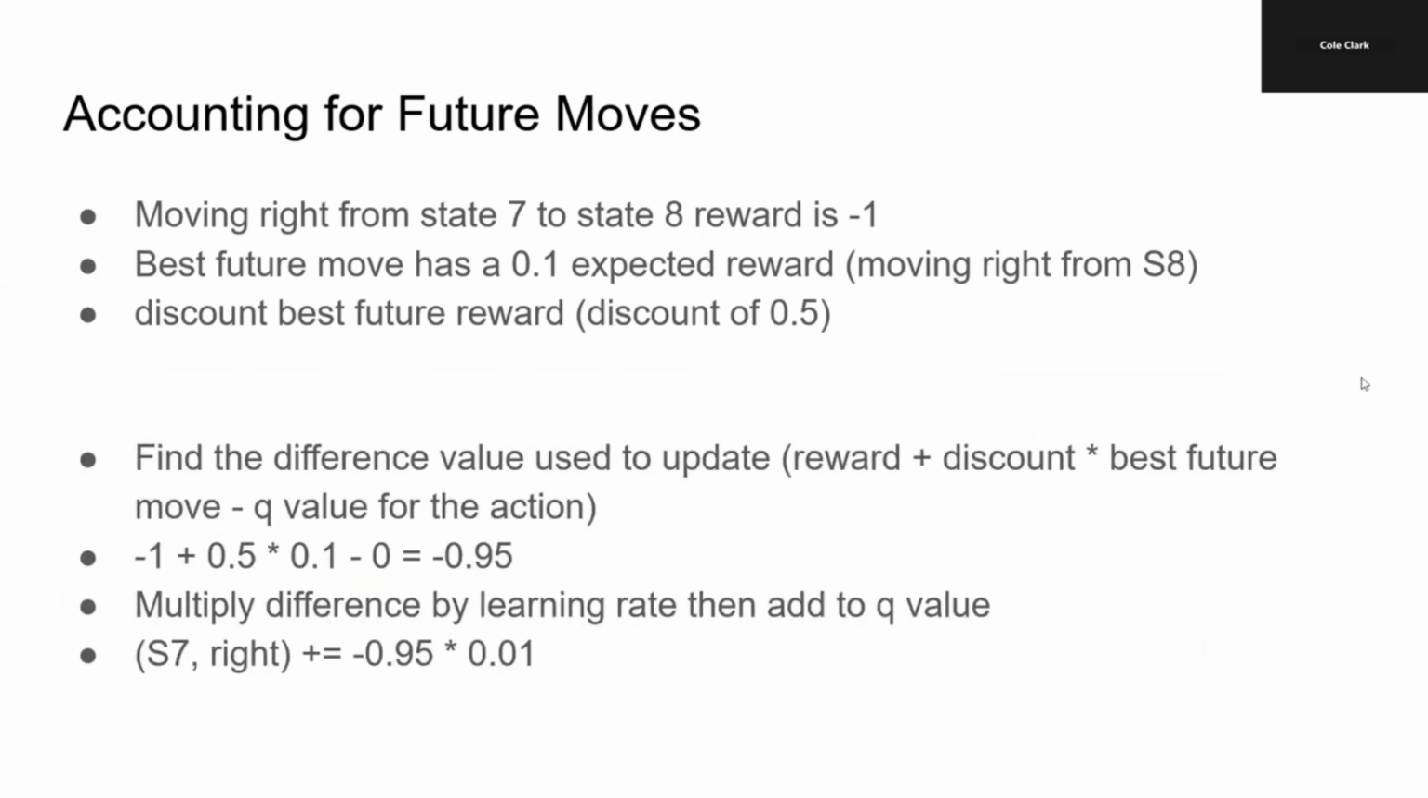First, we will find the difference between the reward plus discounted Q value and the current Q value for moving right from state 7. The reward for moving right from state 7 is -1. Add this to the Q value, 0.1, discounted by 0.5, and subtract the previous Q value of 0 for moving right from state 7. The result is -0.95.